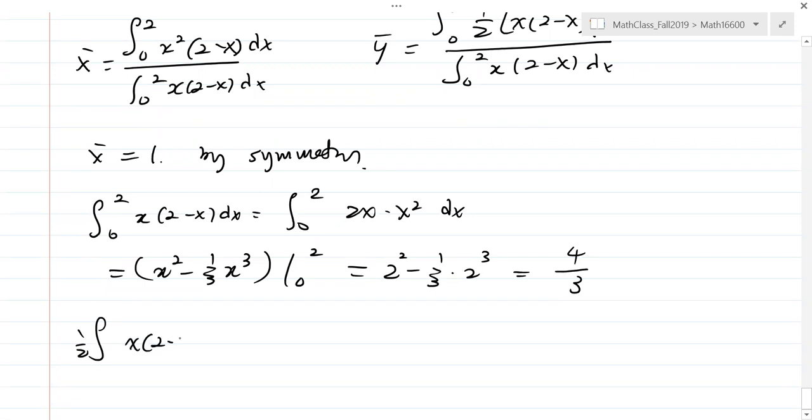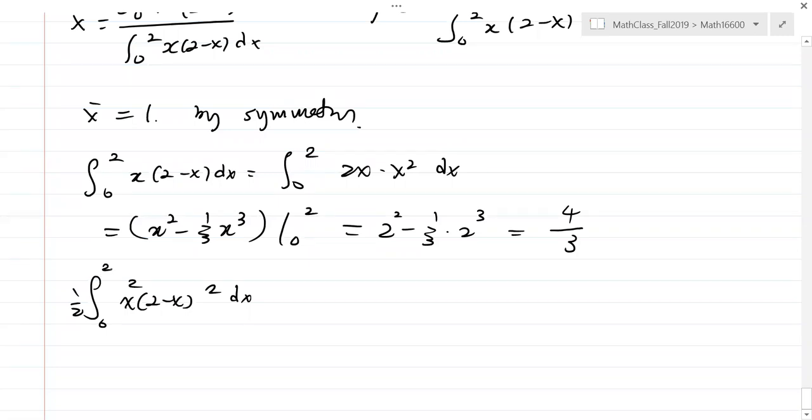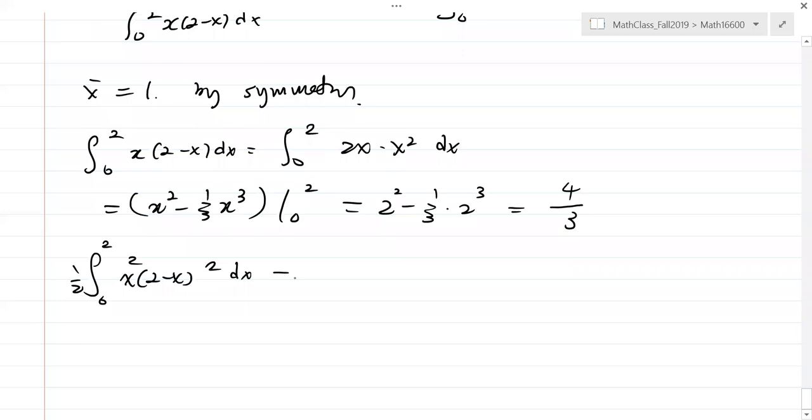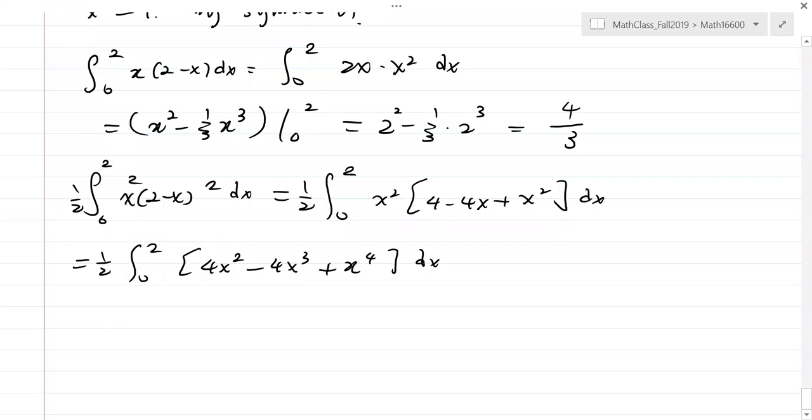It's going to be the integral of half of x squared times (2 minus x) squared dx, right, from 0 to 2. So it's a little bit complicated, but we can do that. Multiply this out: 4 minus 4x plus x squared dx. Not too bad, just a polynomial of degree 4. Multiply out, you get 4x squared, minus 4x cubed, plus x to the fourth power dx. Then you have three terms of antiderivative: 4/3 x cubed, x to the fourth power, and 1/5 x to the fifth.